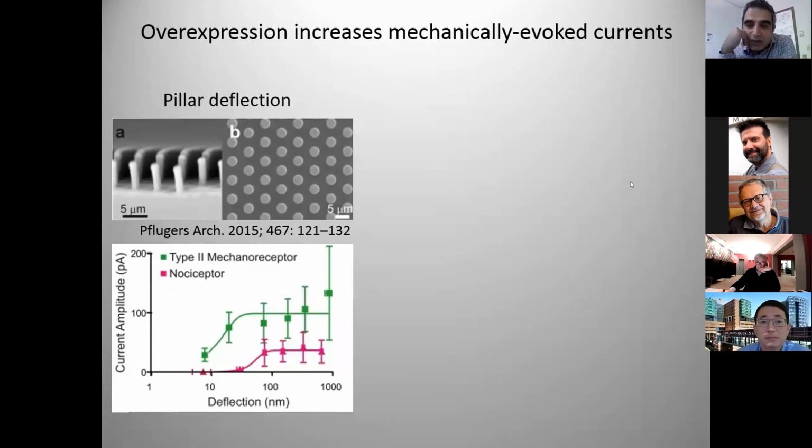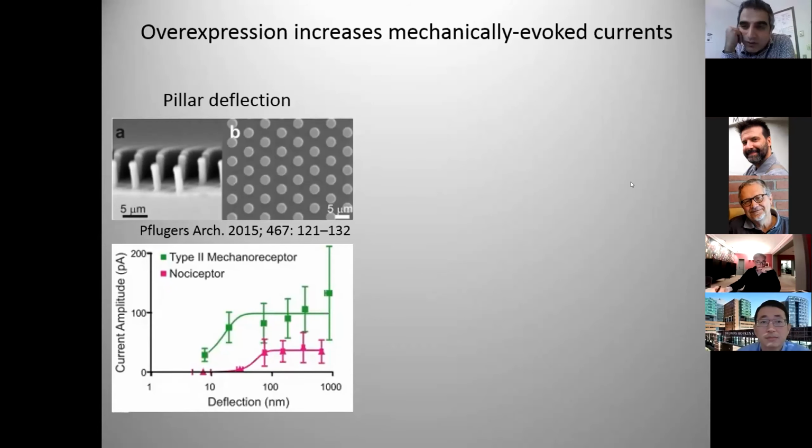And she demonstrated that by recording from native cells, such as touch-sensitive neurons in green, the green symbols, or nociceptors, pain-sensing neurons in purple. And what she saw was that deflections as little as 10 nanometers were enough to activate mechanically evoked currents in touch-sensitive neurons. And then if you increase the intensity of that deflection, you start getting whole-cell currents in the pain-sensing neurons.